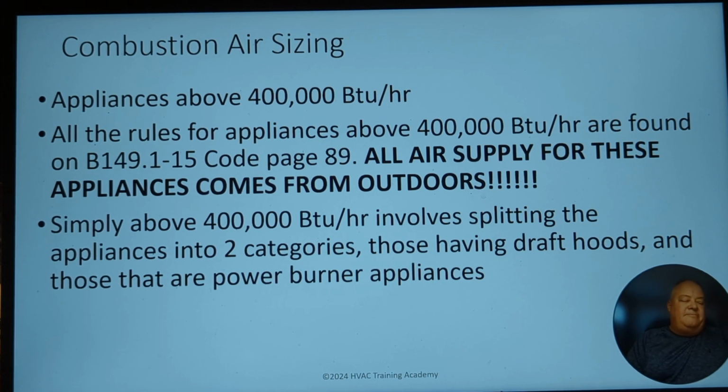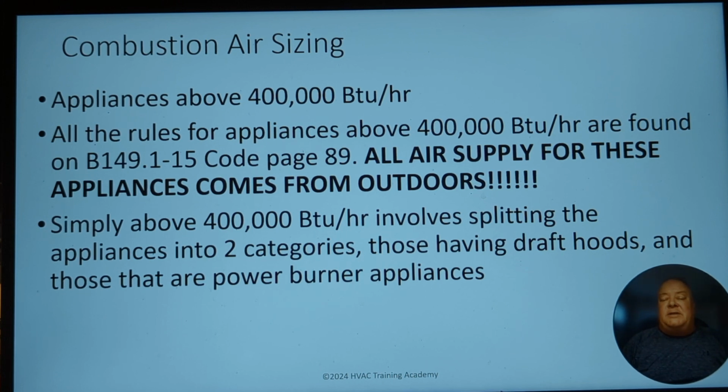The next piece here is above 400,000 BTUs. The great thing about this, everything is outdoors. There's no more, are we going outside? Nope, it's all outdoors. So it splits the appliances again into two categories. And keep in mind, they don't have to be above 400,000 BTUs to get in this mode. We could have three 200,000 BTU appliances equal 600,000, but if they're in the same room, the rules above 400,000 BTUs kick in.